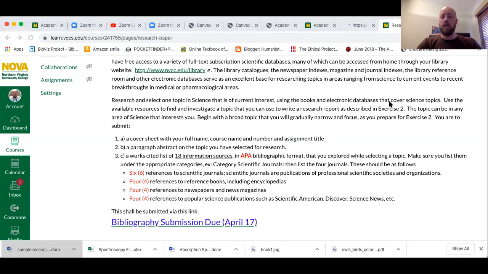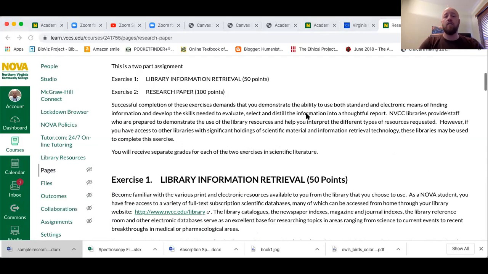Yes, all 18 sources are APA format. Another thing to keep in mind is that a lot of that stuff, if you get it from the NOVA library, will give you the citations. You can get the citations straight from the NOVA library.